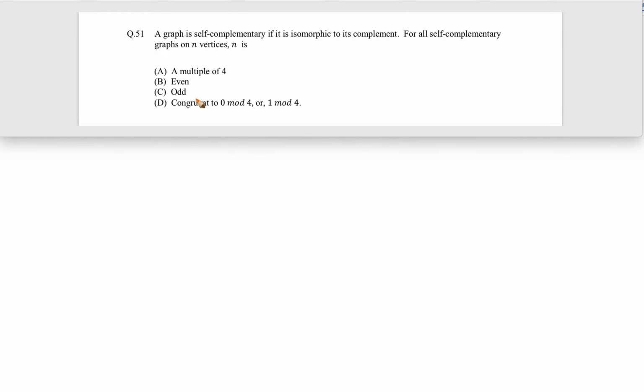Okay, now let's see this question. So basically a graph is self complementary if it is isomorphic to its complement. So something like this. Let's say this is a graph on 4 vertices. If I want to take the complement, then the rest of the edges we subtract from the complete graph, we find this. So if this is G, this is G complement.